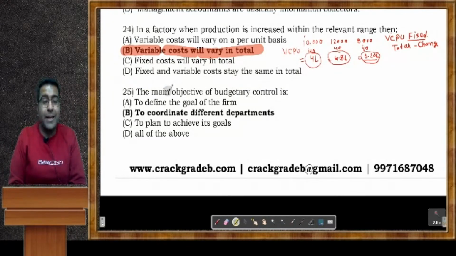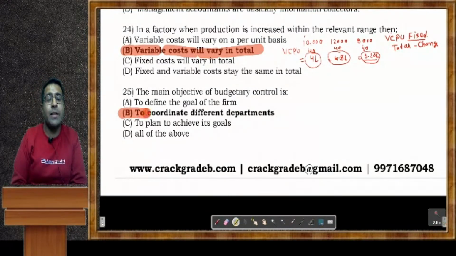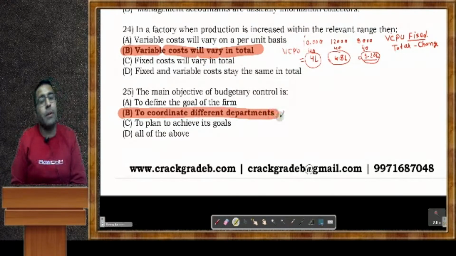The main objective of budgetary control is why we are preparing budgets. If we prepare a proper budget, then we can easily estimate how much cost we are going to incur in each and every department. If proper budgets are set, then it is very easy to coordinate between the different departments. So budgets especially help in coordinating between the different departments. So the right answer is to coordinate between different departments. Okay, moving to the next question.